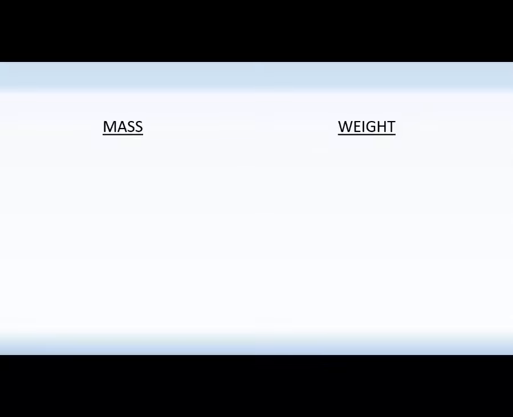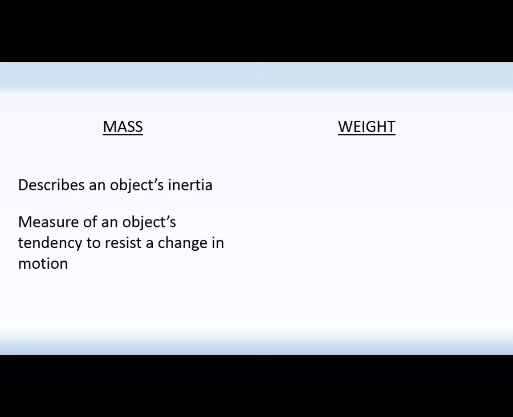Mass is a property of an object that describes that object's inertia, and it's basically a measure of the object's tendency to resist any change in motion. Mass is measured in kilograms.